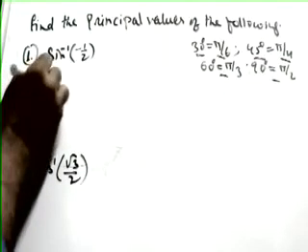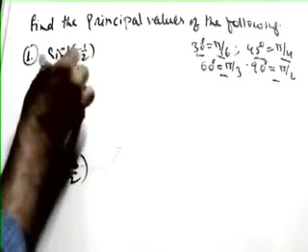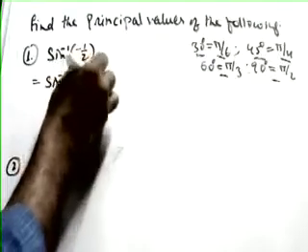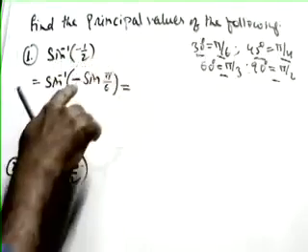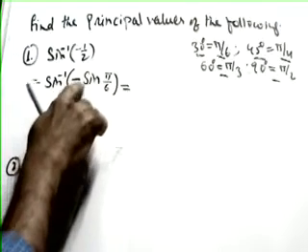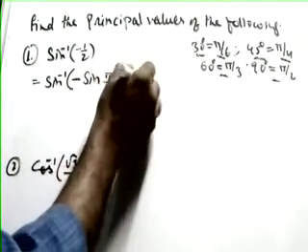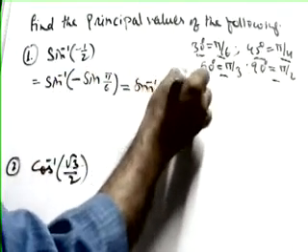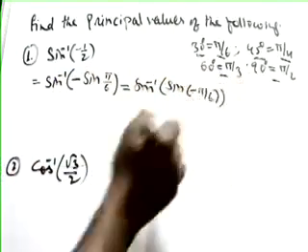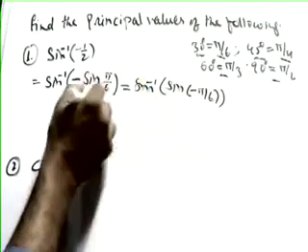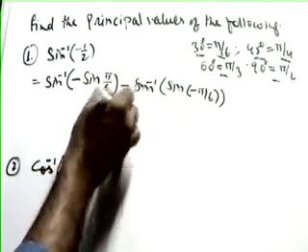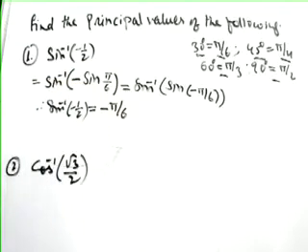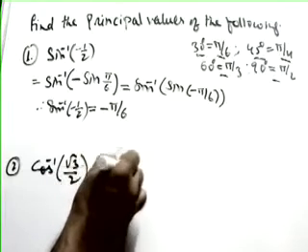Now watch carefully how to write here. Sine inverse of minus 1 by 2: 1 by 2 is sine 30 degrees, and sine 30 can be written as pi by 6. Just now I explained, minus sine theta can be written as sine of minus theta. So sine inverse of sine of minus theta, the sine inverse and sine will get cancelled. What is left here? Minus pi by 6. Therefore, sine inverse of minus 1 by 2 equals minus pi by 6.